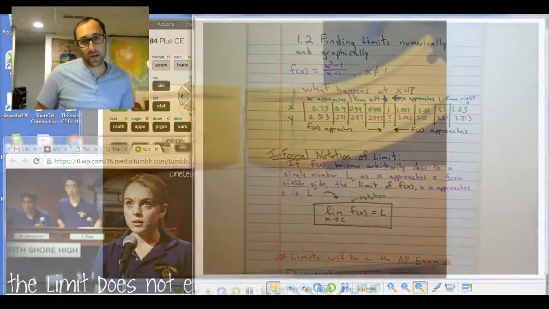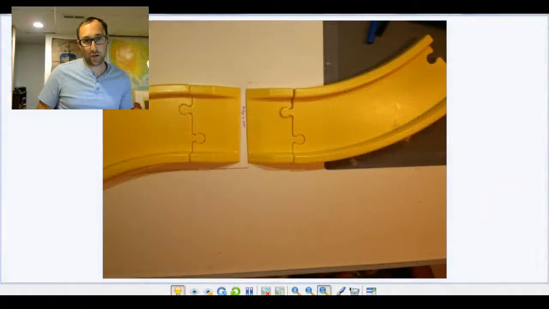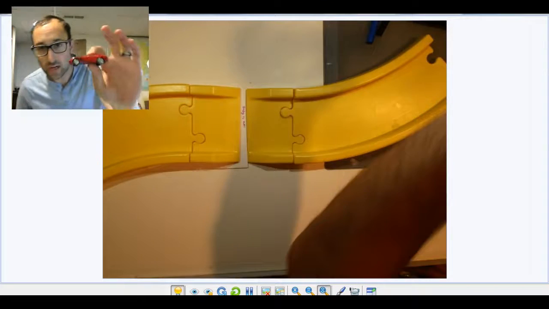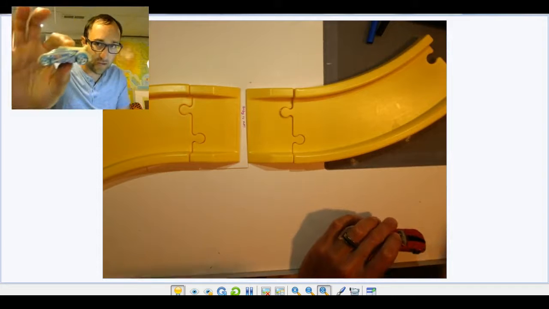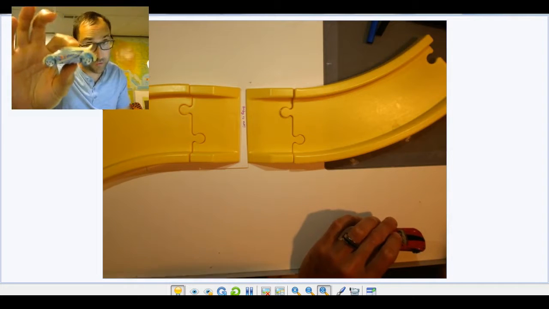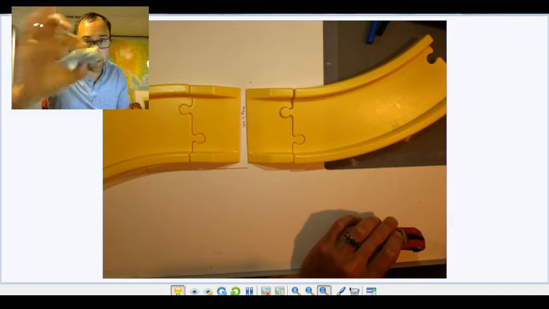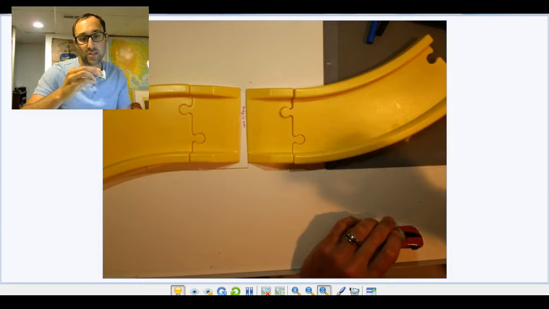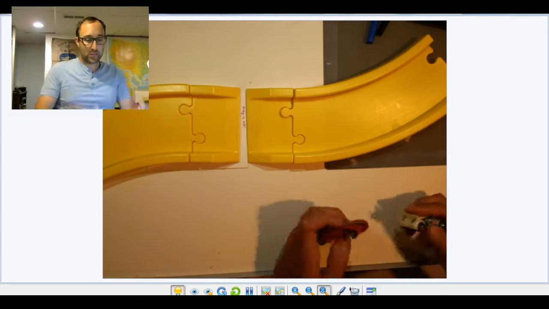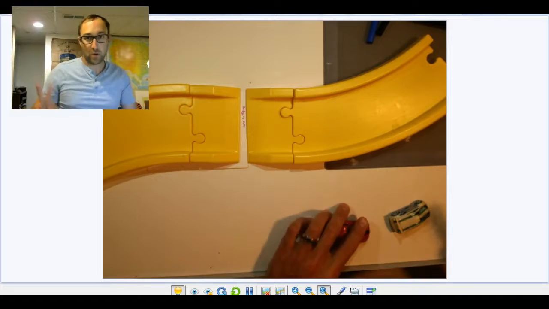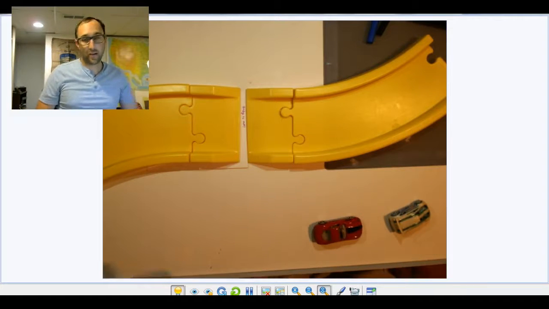We're going to get a conceptual idea of limits here using Matchbox cars, a Ferrari, and this other Matchbox car. It's number 27. I think it says Tech 227ium. Anyway, let's say these two cars are going to be driving along this road. We're going to call this road a function.